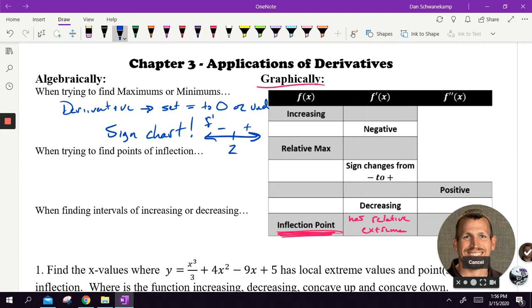a minimum. If you are trying to find a point of inflection, find the second derivative. Set it equal to 0 or undefined. And then you check your sign chart. This time it doesn't really matter what it does, whether it goes from positive to negative or negative to positive. As long as it changes signs, then you're good.